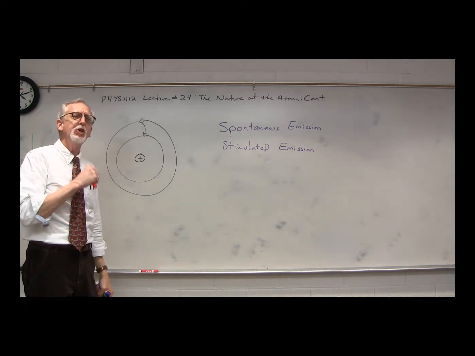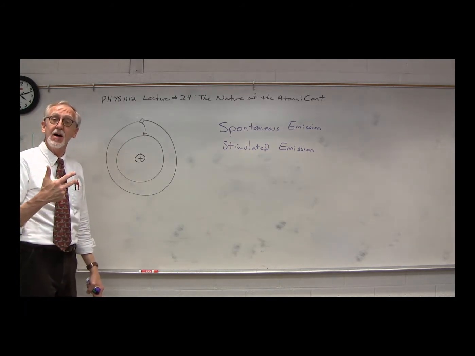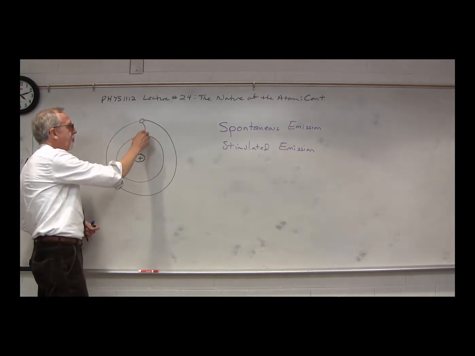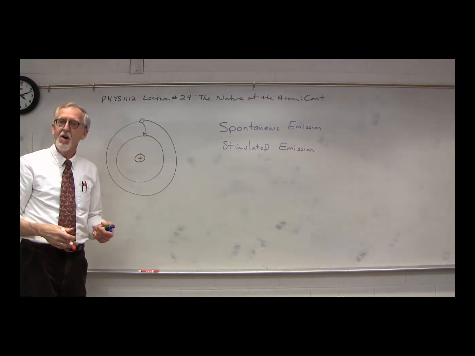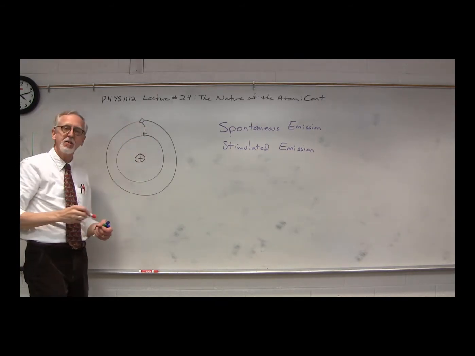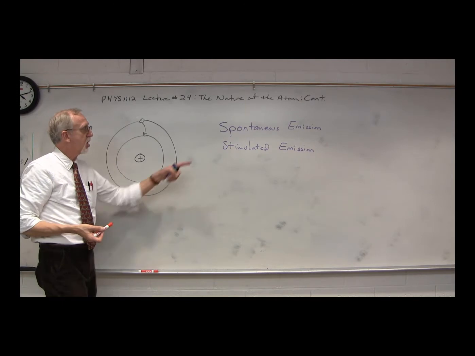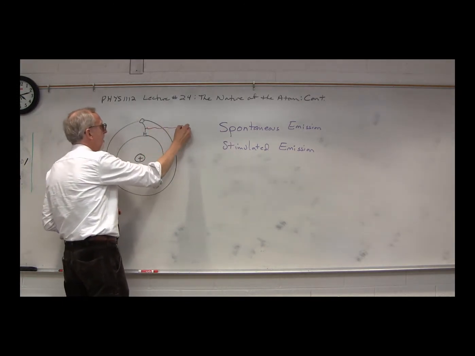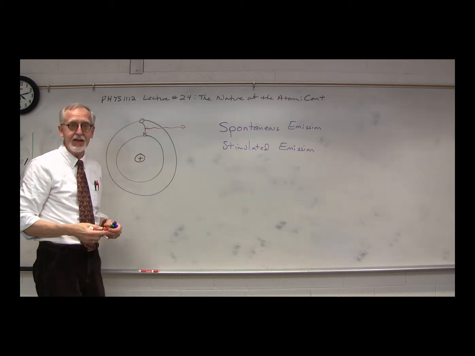Well, there are typically two processes that can occur. One is that it might just drop down randomly. For no apparent reason, it just drops down from a higher state to a lower state. This is called spontaneous emission. So this photon is emitted just spontaneously.